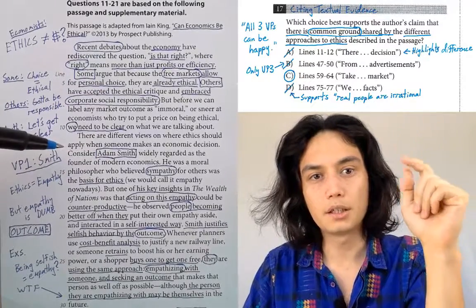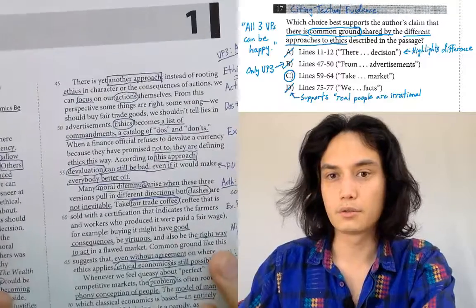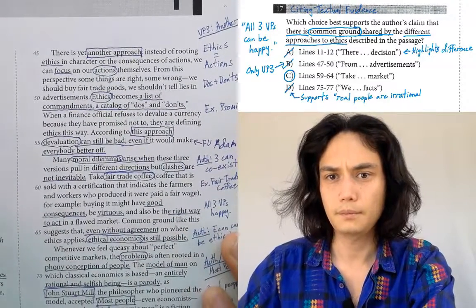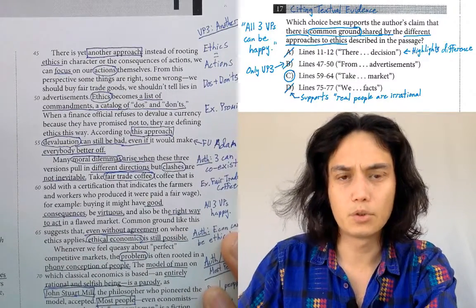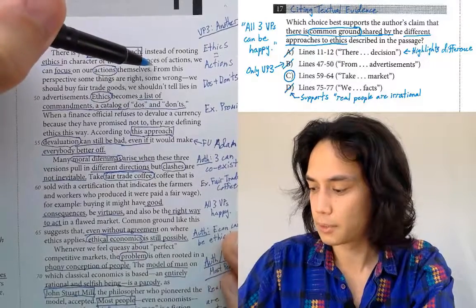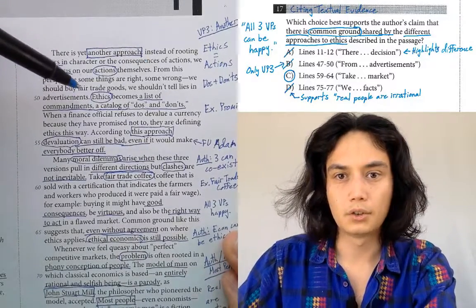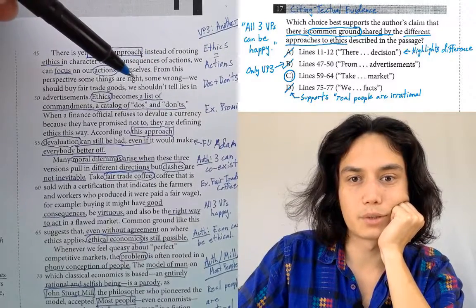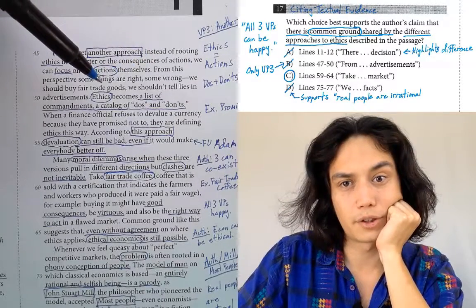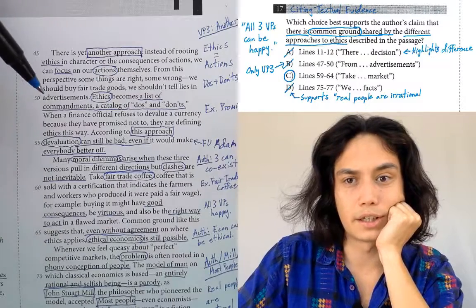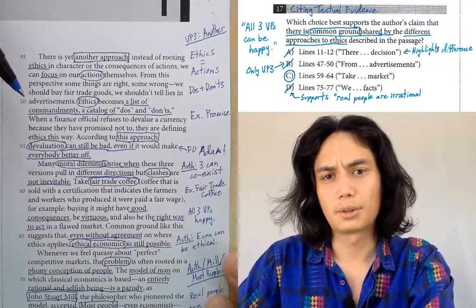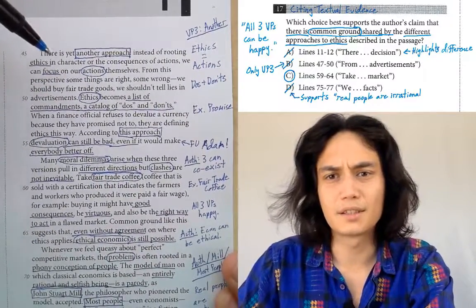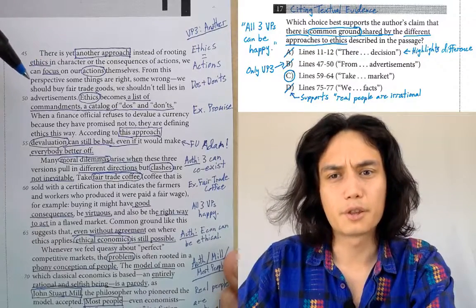On to answer choice B, lines 47 through 50, that's over here. And it's from to advertisements. So we got this from here and advertisements right here, so let's read this quote. From this perspective, some things are right, some wrong. We should buy fair trade goods. We shouldn't tell lies in advertisements. Now, let's think about the context of this claim. What is this claim? From this perspective.